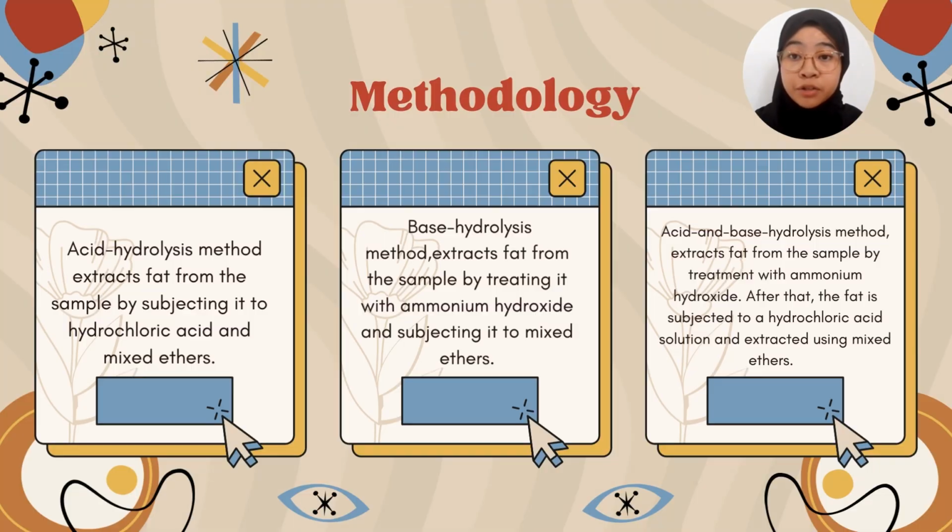So here are the methodology parts. We have three methods that we use in this experiment or analysis. First one is the acid hydrolysis method. Extract fat from the sample and subject it to hydrochloric acid and mixed ethers. The second one is base hydrolysis, which extracts the fat from the sample by treating it with the base, which is ammonium hydroxide, and subjecting it to mixed ethers. And the third one is acid and base hydrolysis. Extract fat from the sample by treatment with ammonium hydroxide. After that, the fat is subjected to hydrochloric acid and extracted using mixed ethers.